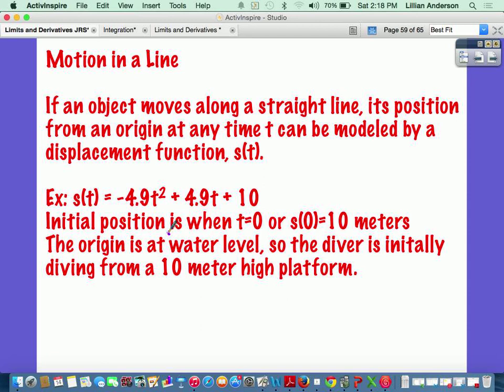Initial position is when t equals 0, or when s of 0 equals 10 meters. The origin is at water level, so the diver is initially diving from a 10-meter high platform, using the example from last time. Okay?